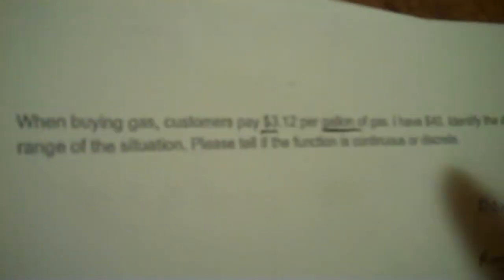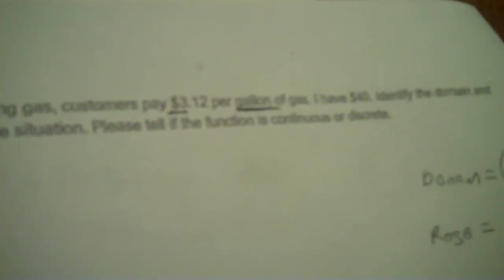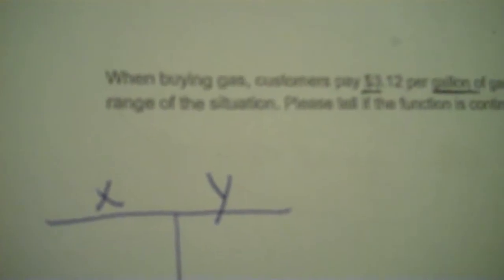Okay, a domain range story problem. And I'm going to change one little explanation here in the problem. When buying gas, customers pay $3.12 per gallon of gas. I have $40. Identify the domain and range of the situation. Tell whether the function is continuous or discrete. So we're going to make a table here, okay, with X and Y. Now dollars and gallons are the two units we're tracking. Now remember, there's no time unit for X, but X cannot be dollars. Y would have to be dollars, and then X would be gallons.